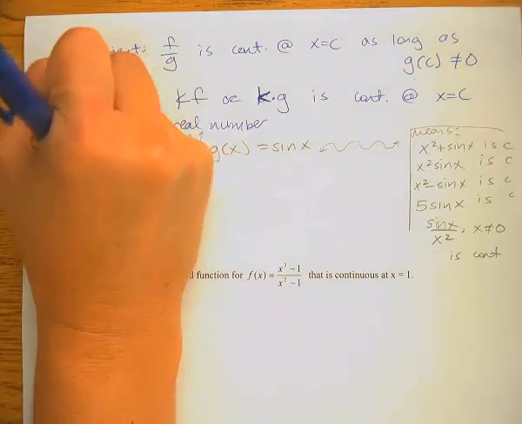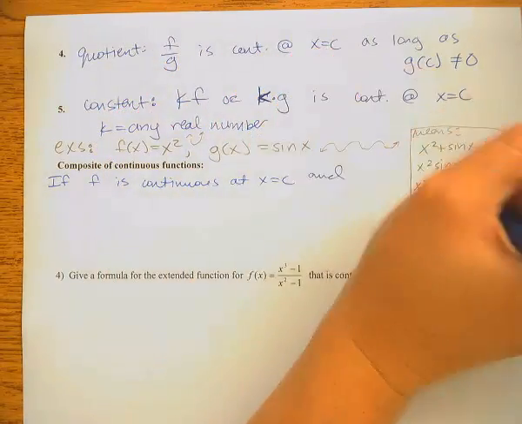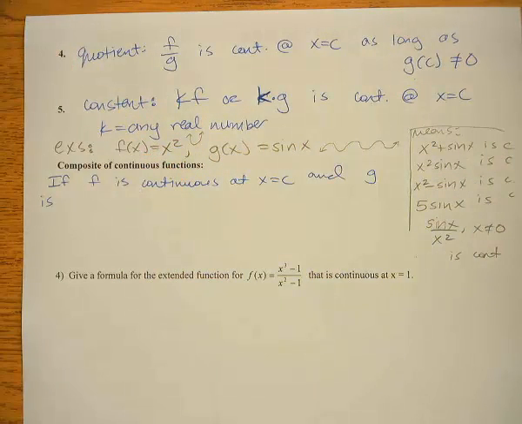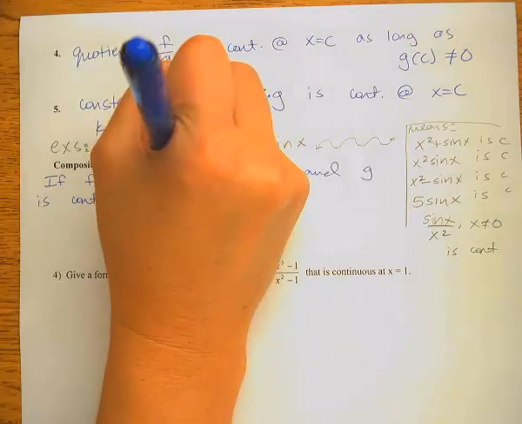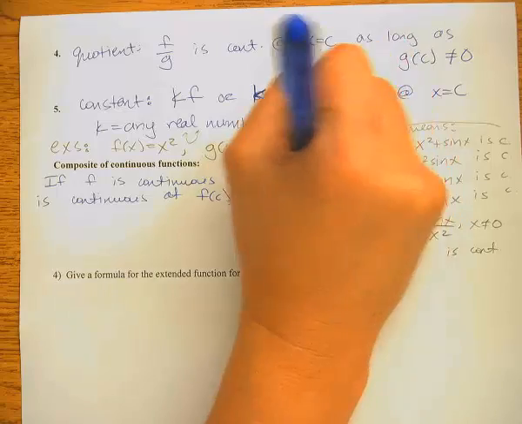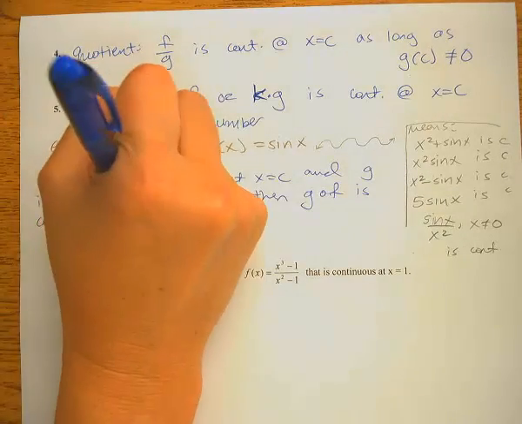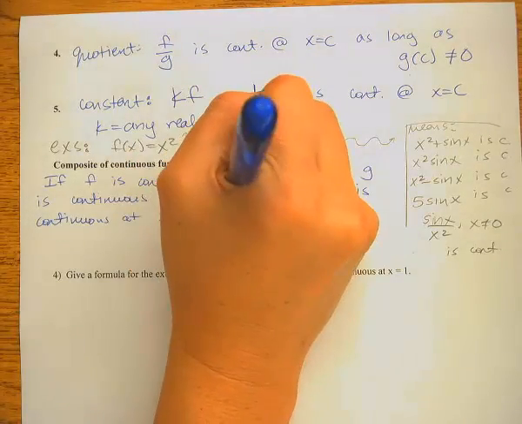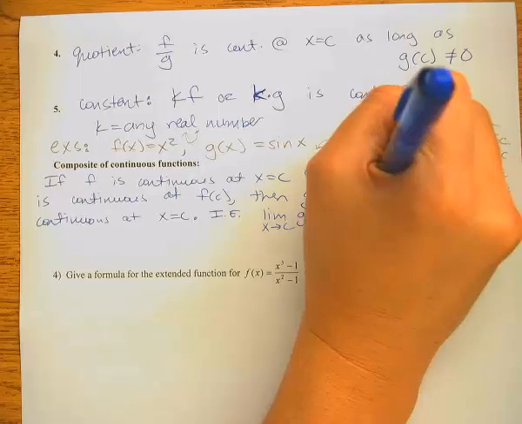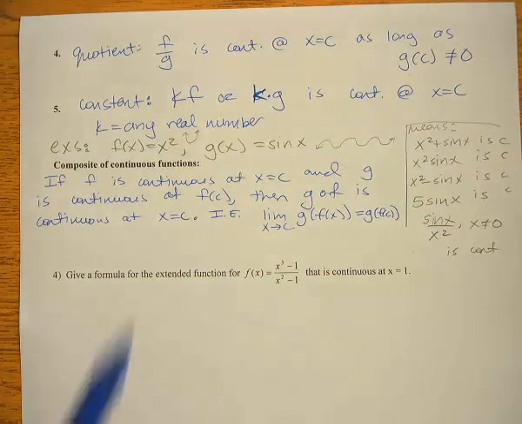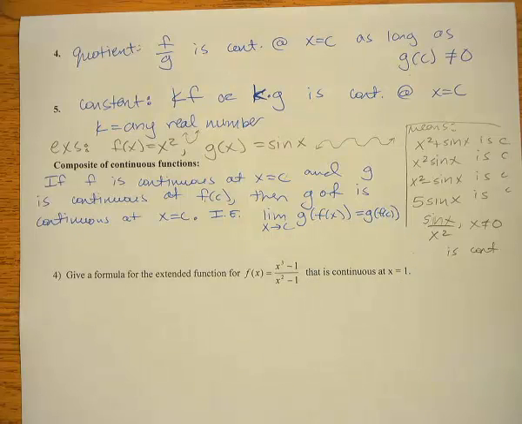So supposing that f is continuous at x equals c, and g is continuous at f of c, then g composed of f is continuous at x equals c. In other words, what that means is that the limit as x approaches c of g of f of x is equal to g of f of c. But in order for that to happen, f has to be continuous at c, because I'm going to be plugging in c, and then g has to be continuous at f of c, because f of c is what you end up plugging into the g function.